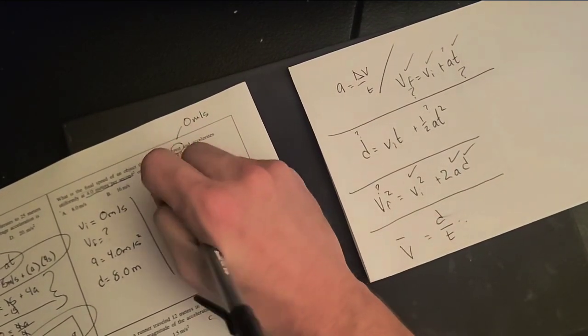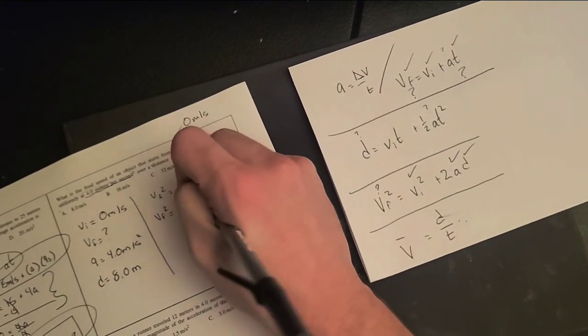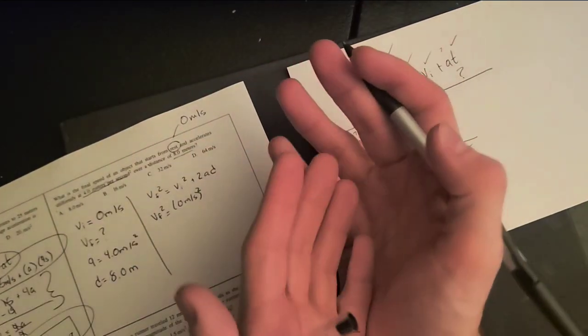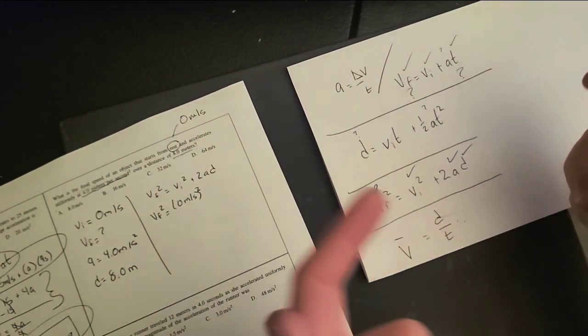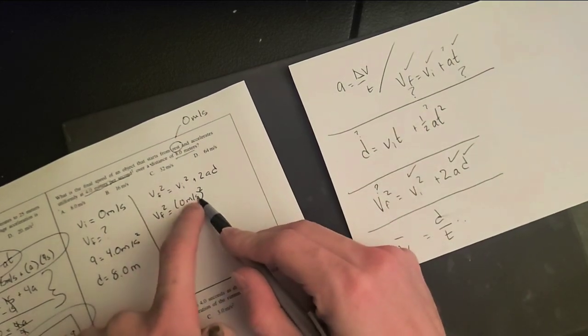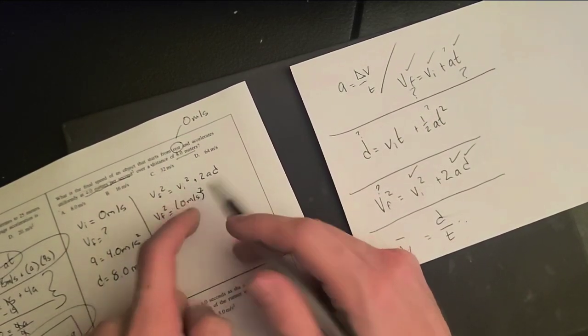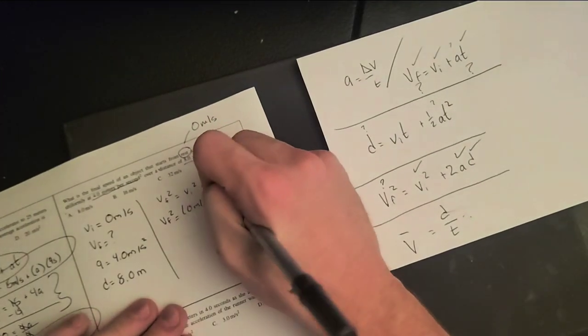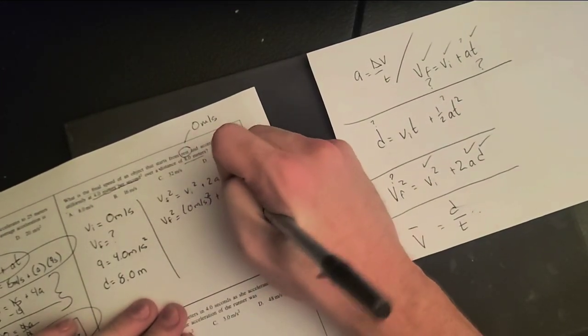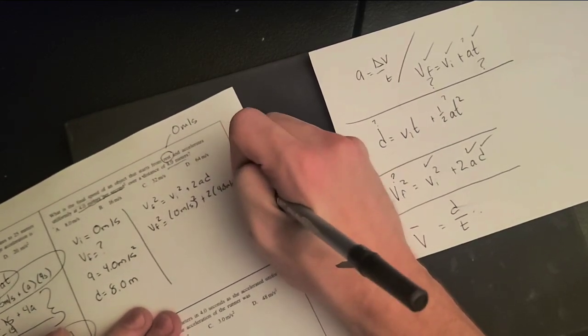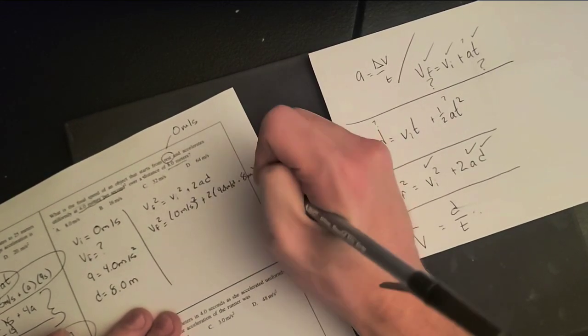VI, we know that's 0. Notice again how I put my units here, meters per second, and I'm squaring it. It's not meters per second squared, because that would be an acceleration. It's meters per second, and then that whole variable is squared. So it's meters per second in parentheses on the outside squared. Plus 4 meters per second squared, because it's an acceleration, times 8 meters.